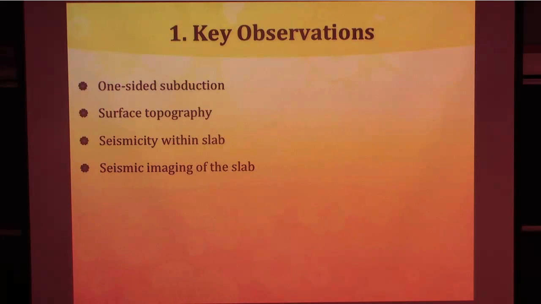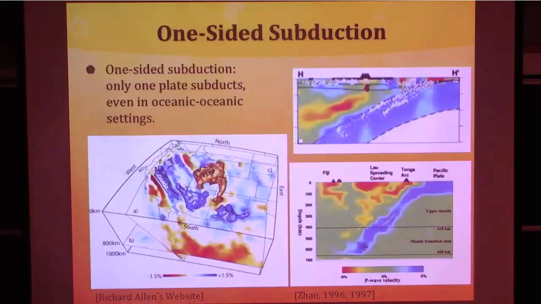So first, I have a repeated slide. That's funny. Okay. First, let's start out with what I think is a fundamental observation about subduction on our planet. Subduction on Earth is one-sided. Okay? Now, this may seem obvious because this is what we see. This is what we're taught in our intro geology class.